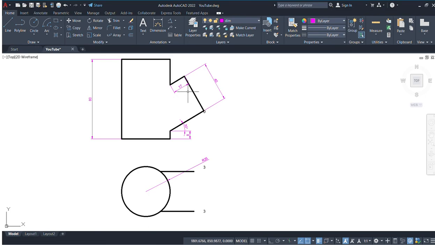So what you do, the next step, I draw a semicircle on this 40 millimeter side. So draw a semicircle there. So you can draw the semicircle.